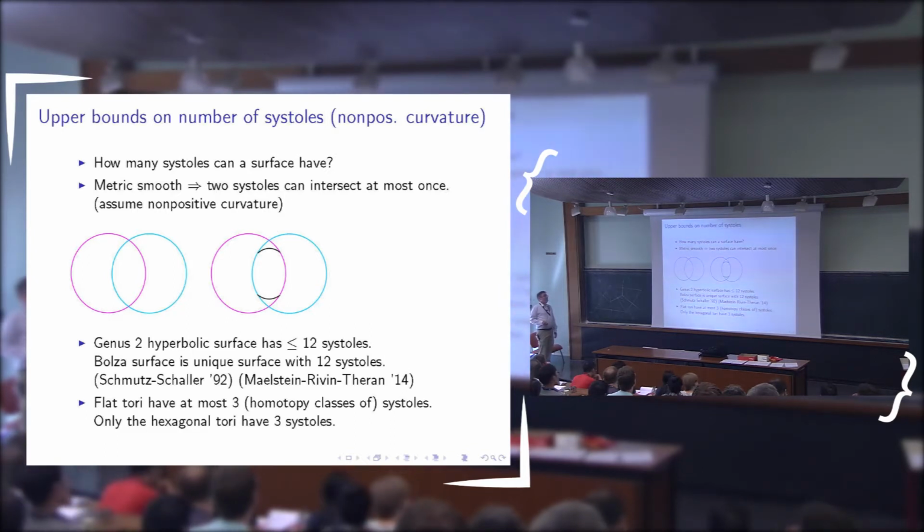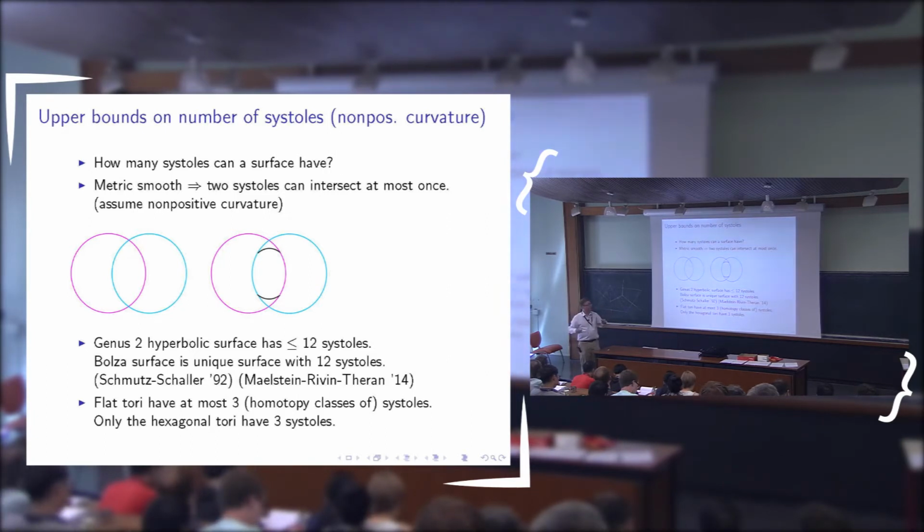In this paper, they have a nice argument that shows that at most 12 things can intersect at most once. That is, if you want to look at configurations of simple closed curves that intersect at most once, and they all have to be mutually non-homotopic, then you can have at most 12 of them. And then putting them together with this, you see that you have at most 12.